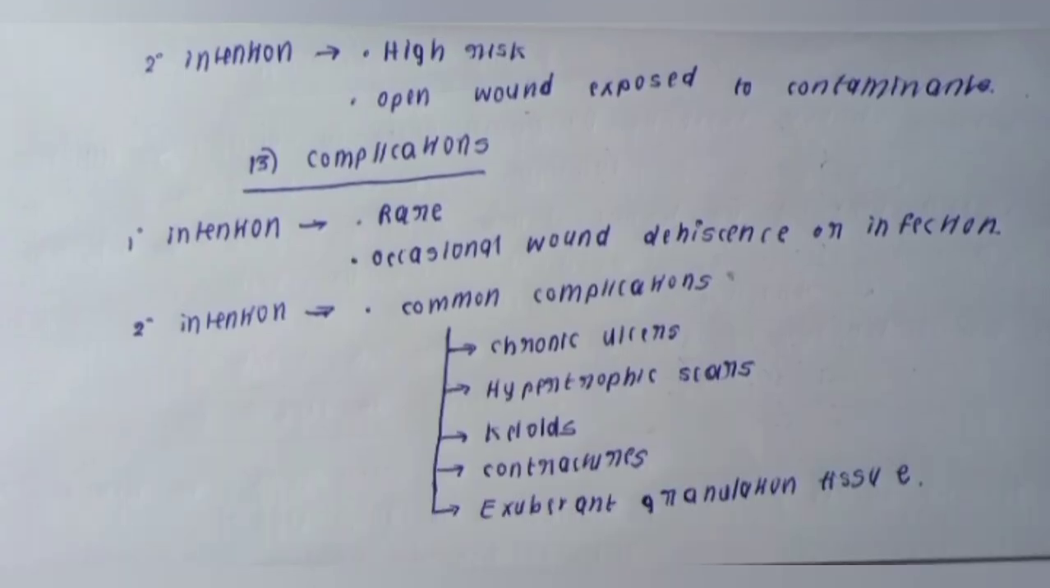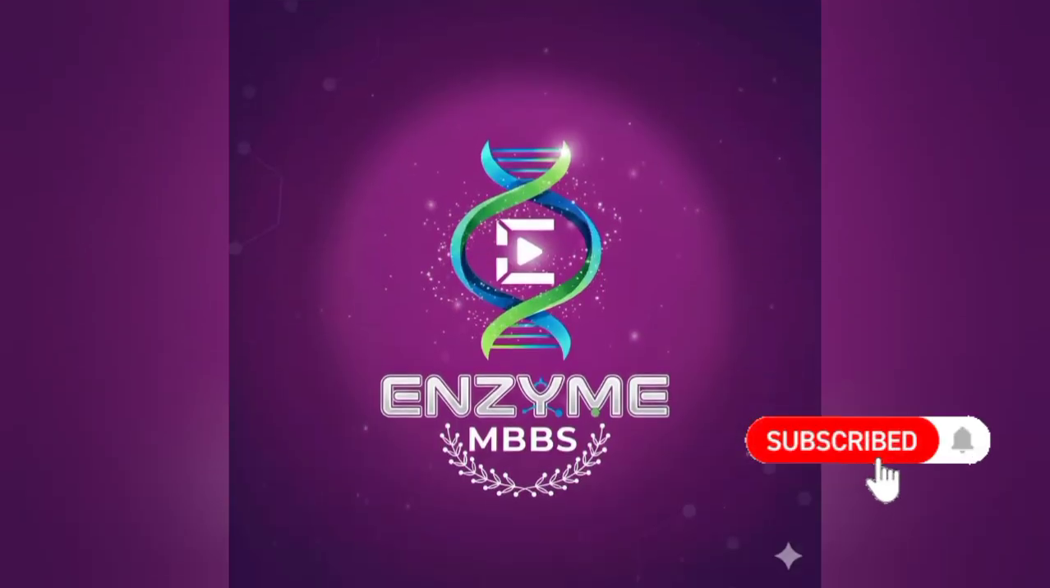And risk of infection: in primary intention it is low risk due to a clean wound and early closure, whereas in secondary intention it is high risk, as the open wound is exposed to contaminants. And last but not the least, complications: in primary intention they are rare, occasional wound dehiscence or infection, whereas in secondary intention they are common, with complications like chronic ulcers, hypertrophic scars, keloids, contractures, and exuberant granulation tissue.